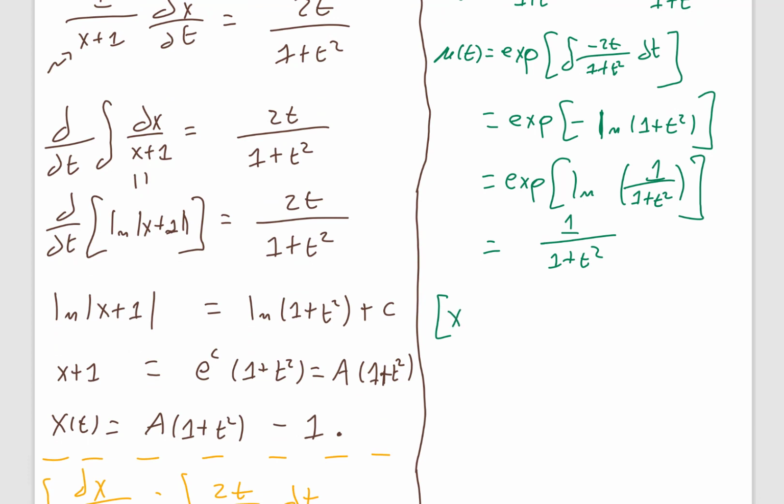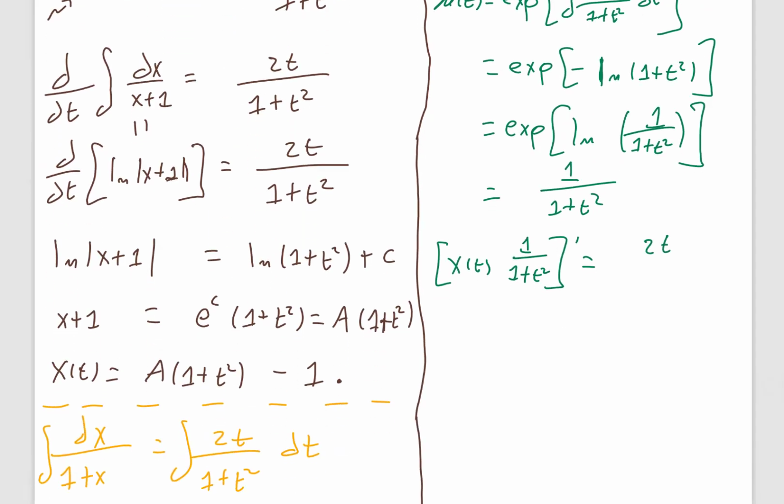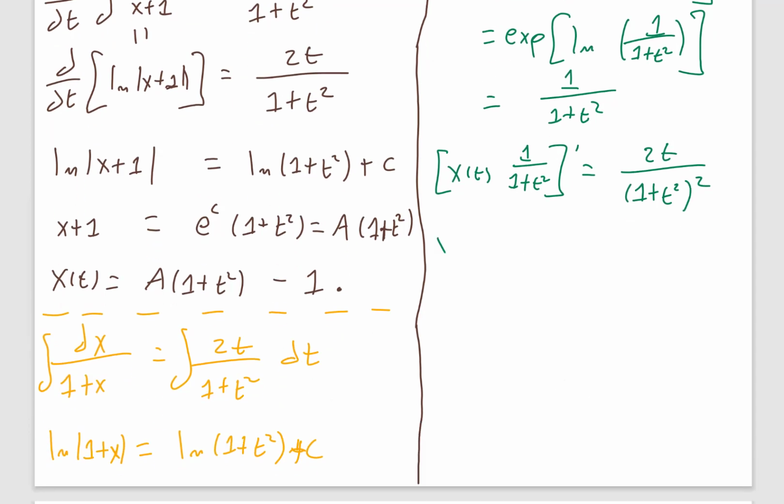I'm going to multiply both sides by the integrating factor. This is what you get on the left hand side. On the right side of the equation, after multiplying by the integrating factor, the right hand side becomes 2t over 1 plus t squared squared. We'll take the antiderivative of both sides. On the left hand side, you get x of t times 1 over 1 plus t squared. Okay, on the right hand side, let's just do this in our heads, and if you need to write this out on some scratch paper, that's fine, but this is just the antiderivative of the right hand side with respect to t.